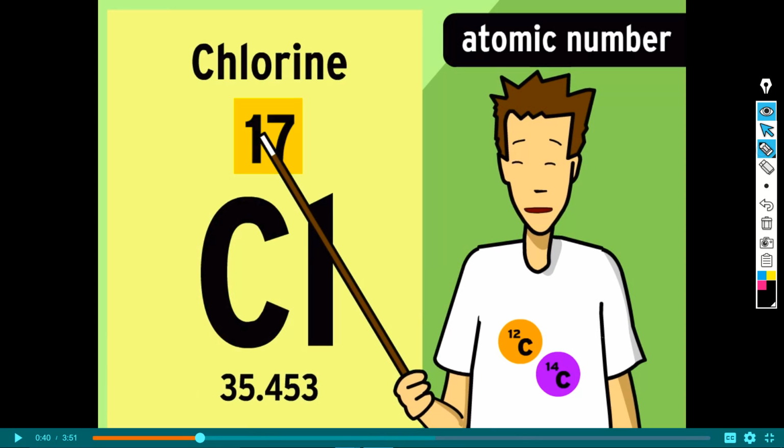So remember that the atomic number tells you the number of protons and the number of electrons. And that's a big part of the lab that you're going to be doing as well. You're going to be given the nucleus of an atom, and you need to calculate the number of protons and the number of electrons, and ultimately the number of neutrons.